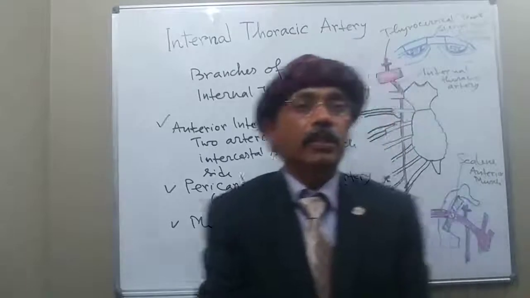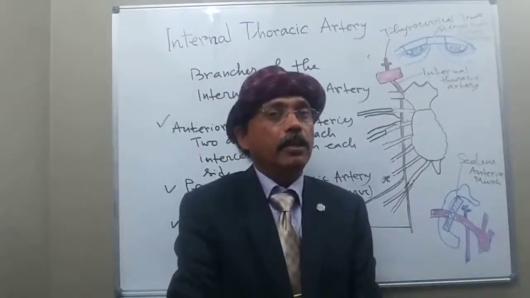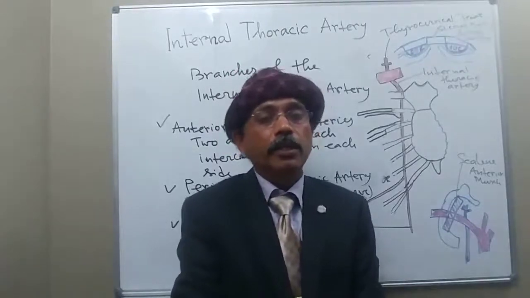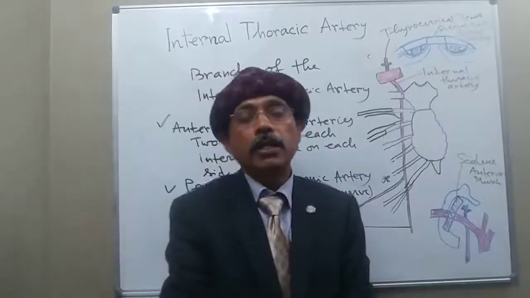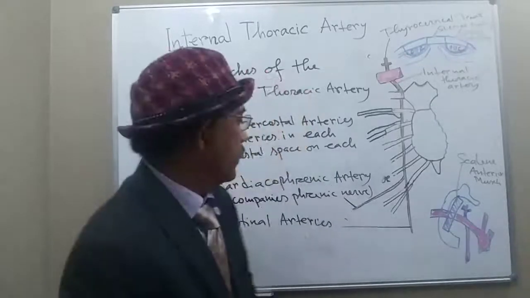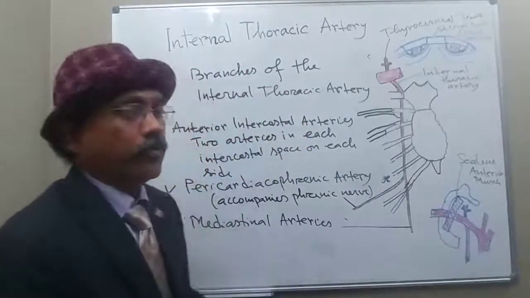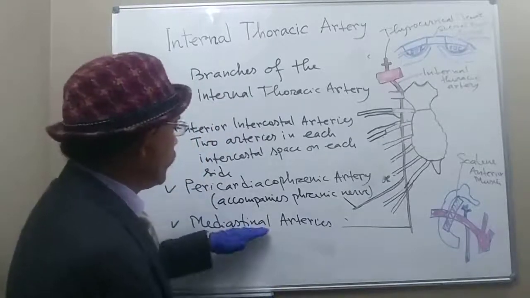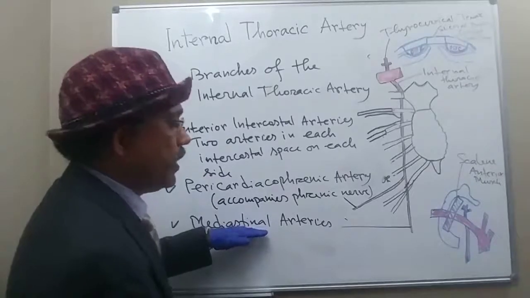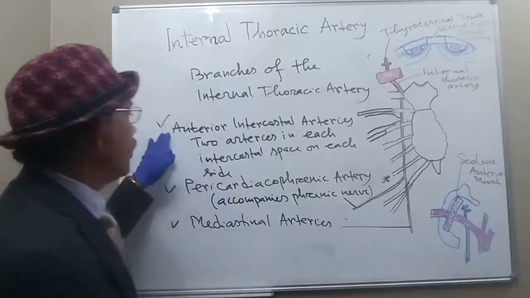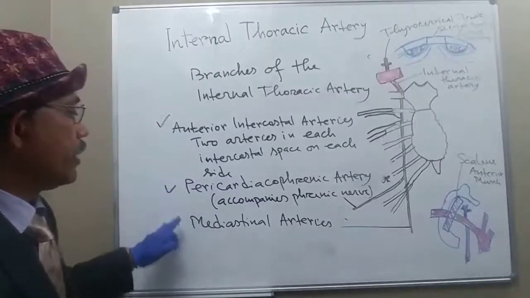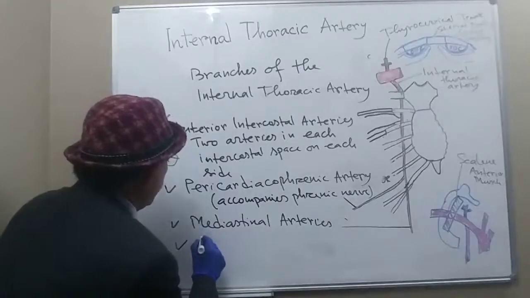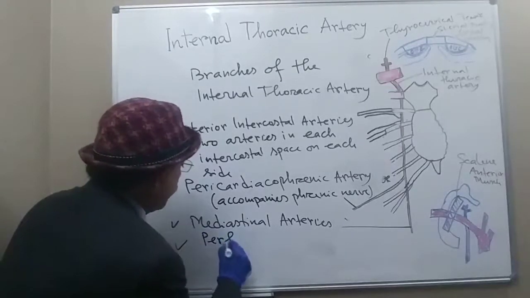Actually, this artery anastomoses with other arteries, even with the bronchial artery and the anterior intercostal artery, and forms the subpleural arterial plexus. Okay, so it forms the subpleural mediastinal plexus. So we got anterior intercostal artery, pericardiacophrenic artery, mediastinal artery. Then we go to the perforating artery.